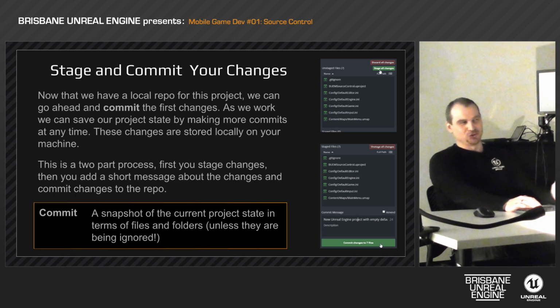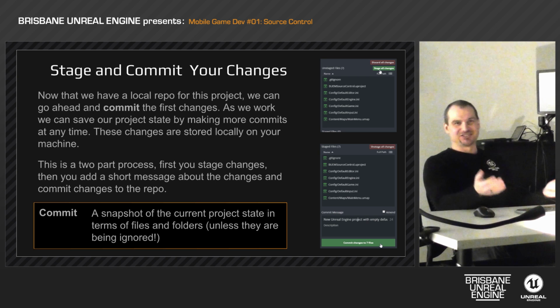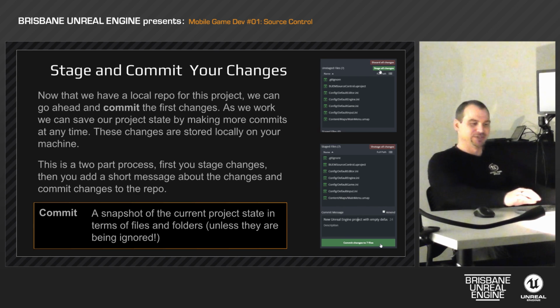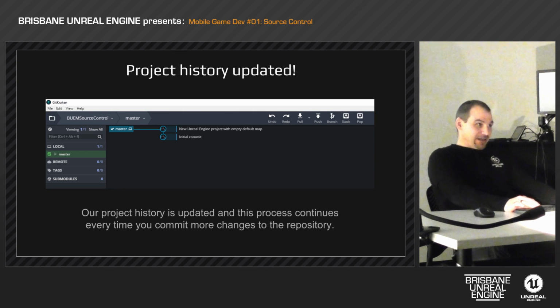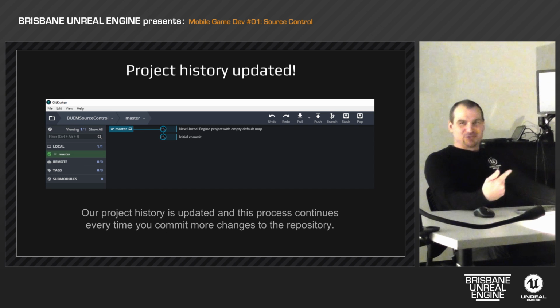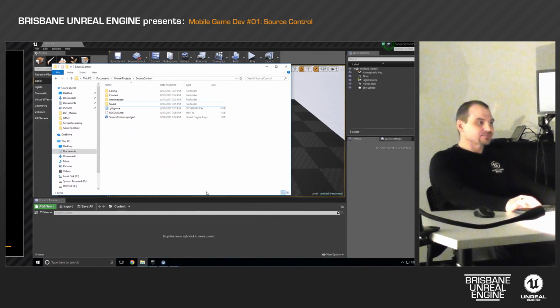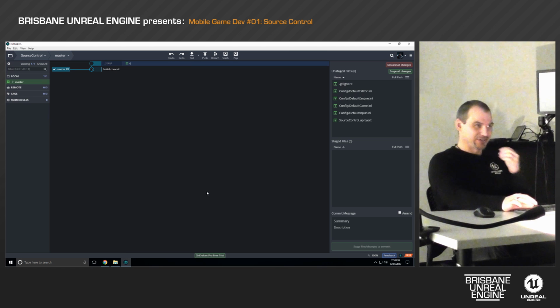So it's a two-part process. First of all, we're going to stage changes. Then we're going to commit changes with a little message to tell us what we did. So when we do that, our project history in GitKraken is going to become updated. We're going to have two entries there. The first being the initial commit that we made when we initialized the repo, and then the second commit being the one that we are just about to make. So let's do that to see how that works.